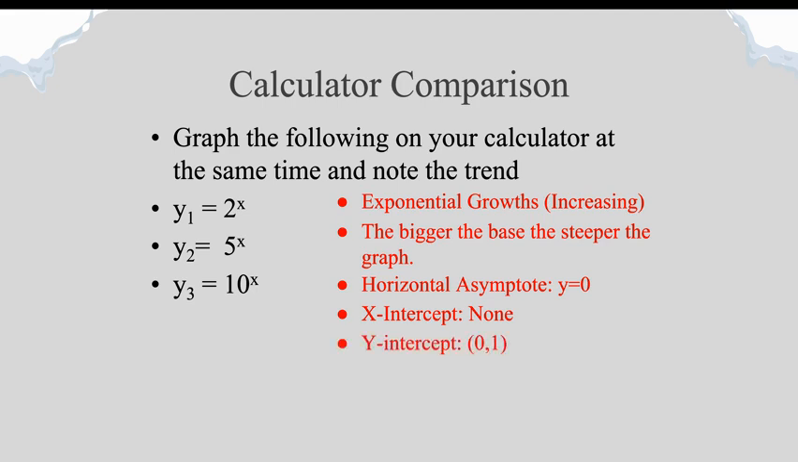The y-intercept was at 0, 1 for all of these graphs. The domain was all real numbers, and the range is y is greater than 0 because we have that horizontal asymptote that we're never going to touch.